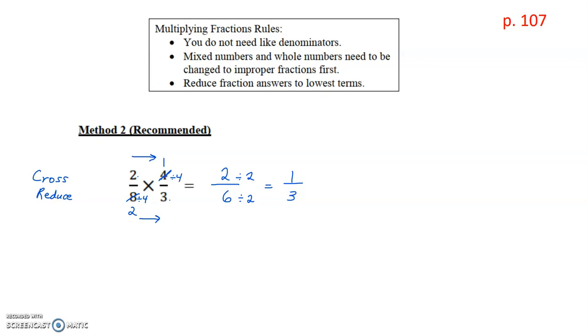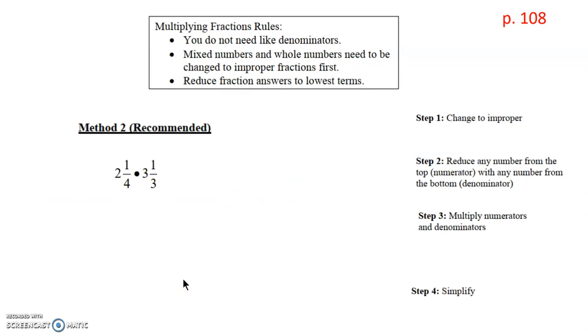So we're going to use method 2 for this example, where we have 2 1/4 times 3 1/3. So now we have mixed numbers. We still don't have to have like denominators. So we're going to go right to step 1, which is changing both of them to improper fractions. So we're going to use our C method to change both of these mixed numbers. So 2 1/4 becomes 9/4 times 3 1/3 becomes 10/3.